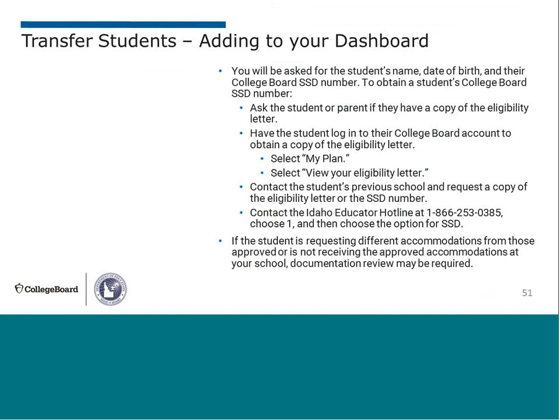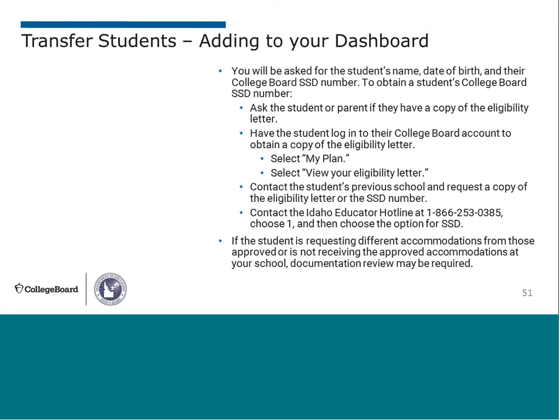You'll need to provide the student's name, their date of birth, as well as their College Board SSD number. That will allow us to match that student up with the existing record that is in the system and pull them over so they now show up under your school.